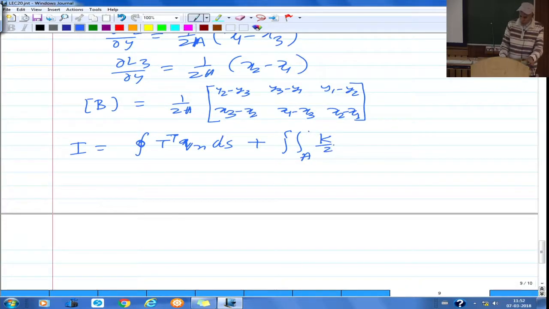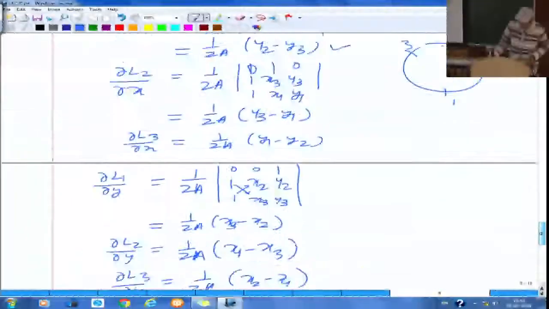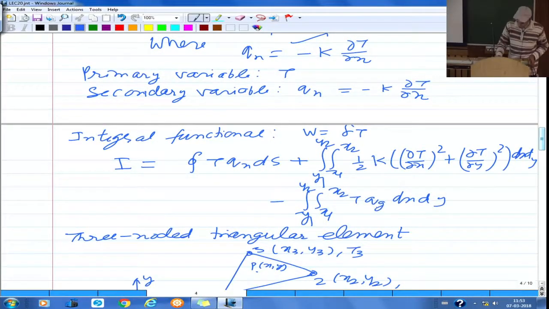You have k by 2 here, and then the (del t by del x) whole square plus (del t by del y) whole square can be written as [del t by del x, del t by del y] transpose into [del t by del x, del t by del y], and of course dx dy here. This A denotes that integration is over the area of the triangle. If you take the transpose and multiply this transpose vector with this, you get the same (del t by del x) whole square plus (del t by del y) whole square, the same term which we have got there. And then the last term we have in the integral functional is this particular term.